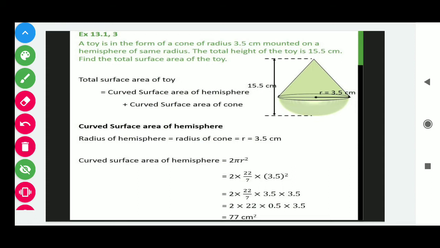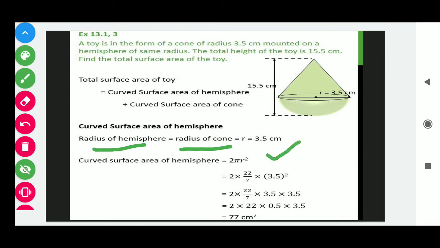So we need to find the total surface area of the toy, and this toy is hollow from the inside. So in this way we have to find the curved surface area of the cone as well as the curved surface area of the hemisphere. By adding these two, we get the total surface area of the toy. So let's start. Total surface area of toy is the curved surface area of hemisphere plus curved surface area of cone. And the radius of the hemisphere is equal to the radius of the cone, that is 3.5 centimeter.